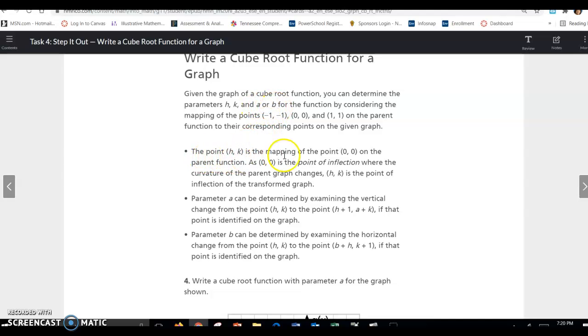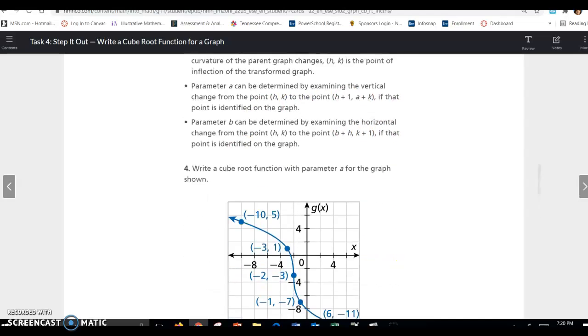All right, so the point (h, k) is the mapping of (0, 0) on the parent function, as (0, 0) is the point of inflection where the curvature of the parent graph changes. (h, k) is the point of inflection of the transformed graph. Parameter a can be determined by examining the vertical change from the point (h, k) to the point (h + 1, a + k), if that point is identified on the graph. Parameter b can be determined by examining the horizontal change from the point (h, k) to the point (b + h, k + 1), if that point is identified on the graph.